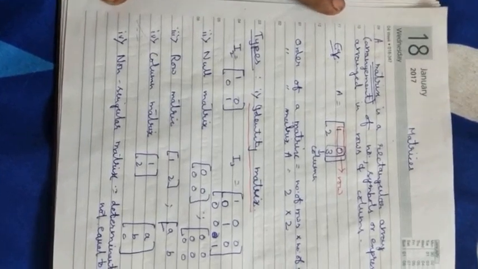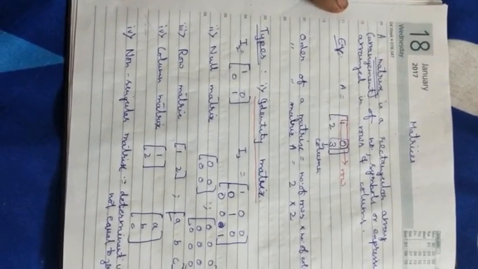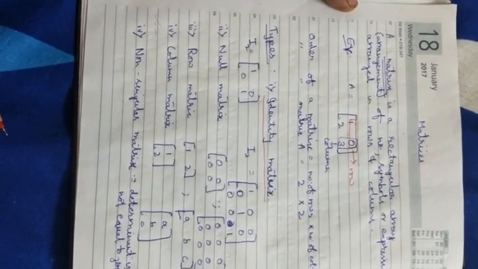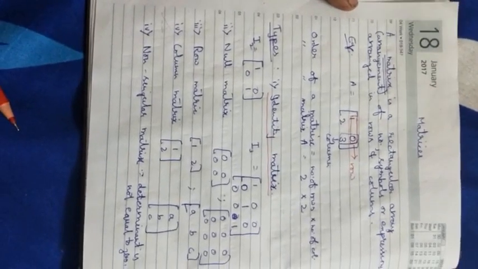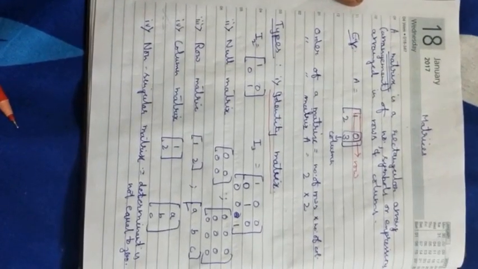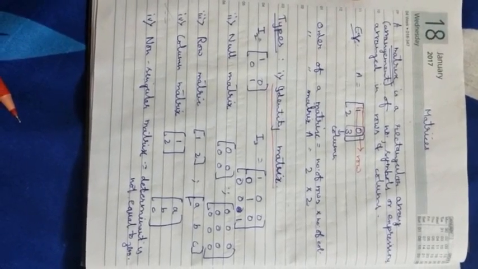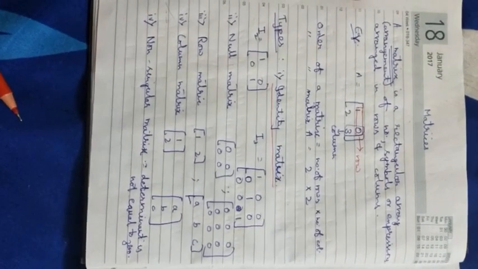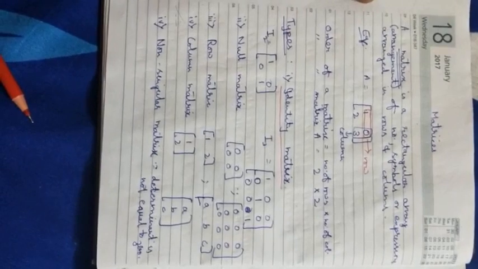Firstly, an introduction on matrix. What is a matrix? A matrix is a rectangular array or arrangement of numbers, symbols, expressions, etc. arranged in rows and columns. So what do you mean by this? It is a collection of a number of elements which are arranged either horizontally or vertically. The horizontal arrangement is called the rows and the vertical arrangement is called the columns. The order of a matrix is the number of rows into the number of columns.